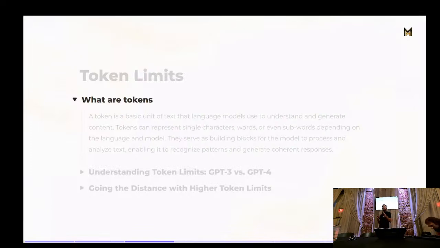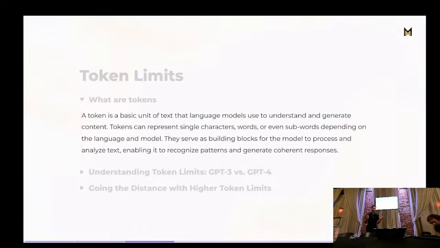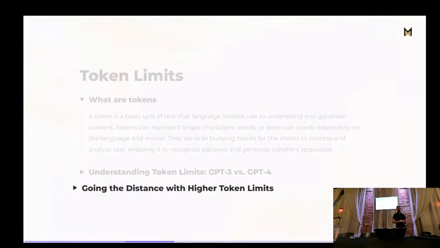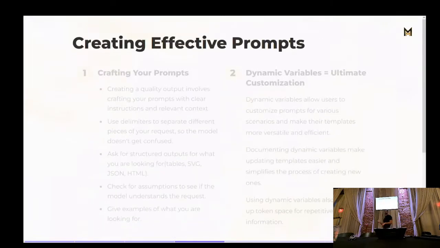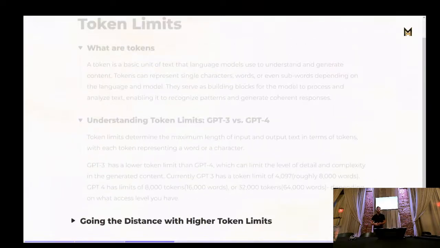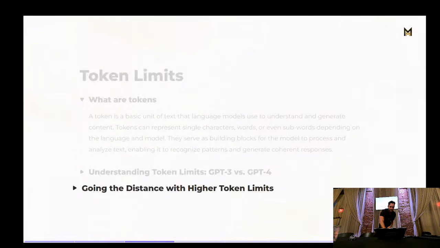So what are the token limits between GPT-3 and 4? GPT-3.5 has a token limit of 4,097, meaning that you can put in up to 4,097 tokens in the input and the output.